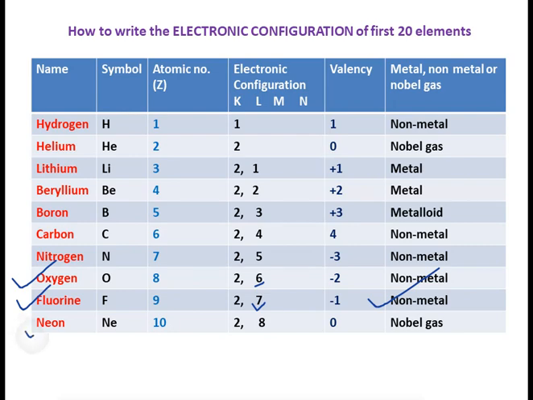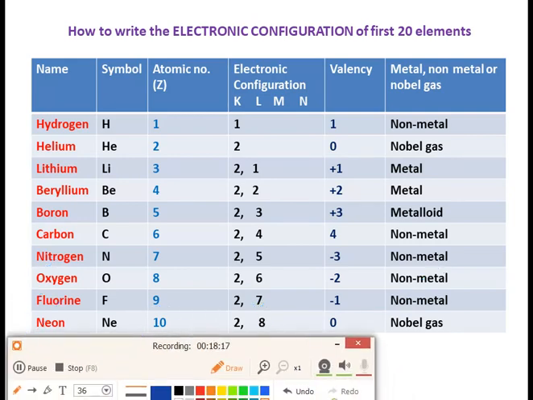Now let's come to neon, which is a noble gas. Symbol of neon is Ne, atomic number is 10, and if we write the electronic configuration it is 2, 8, right? Because 10 protons are present and 10 electrons are present. 2 electrons will go in the K shell and the remaining 8 electrons will go in the L shell. It is having 8 electrons in the outermost shell, so it is present in its most stable state. So what will be its valency? It is 0, because it will neither gain nor donate electrons. So it is a noble gas.